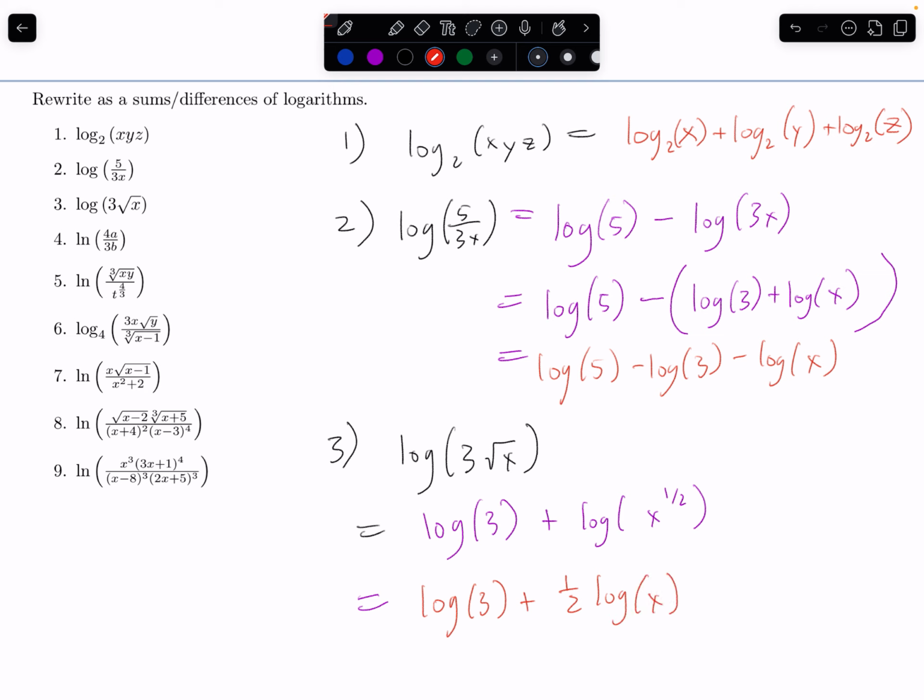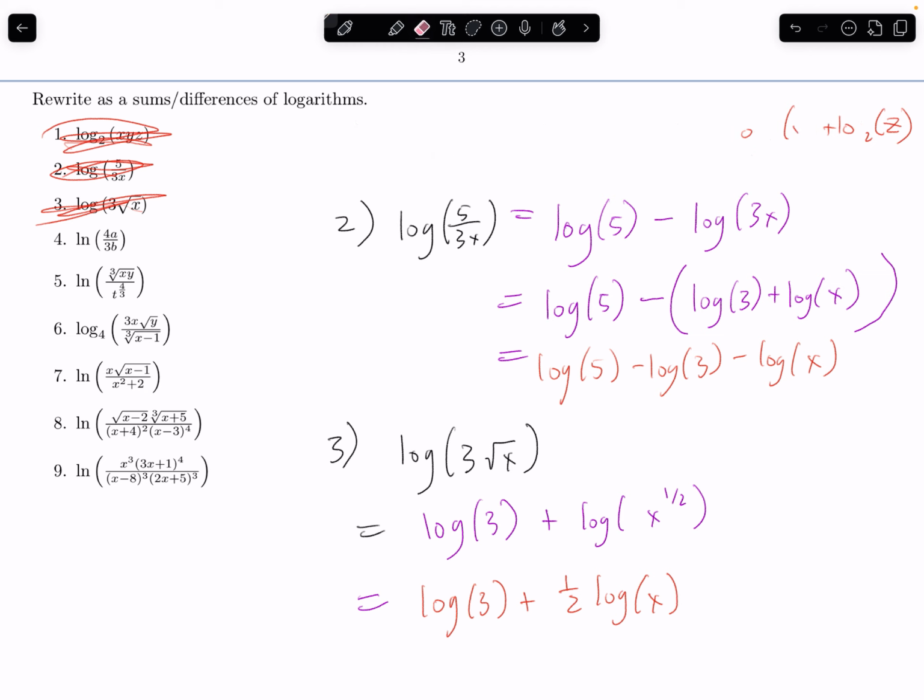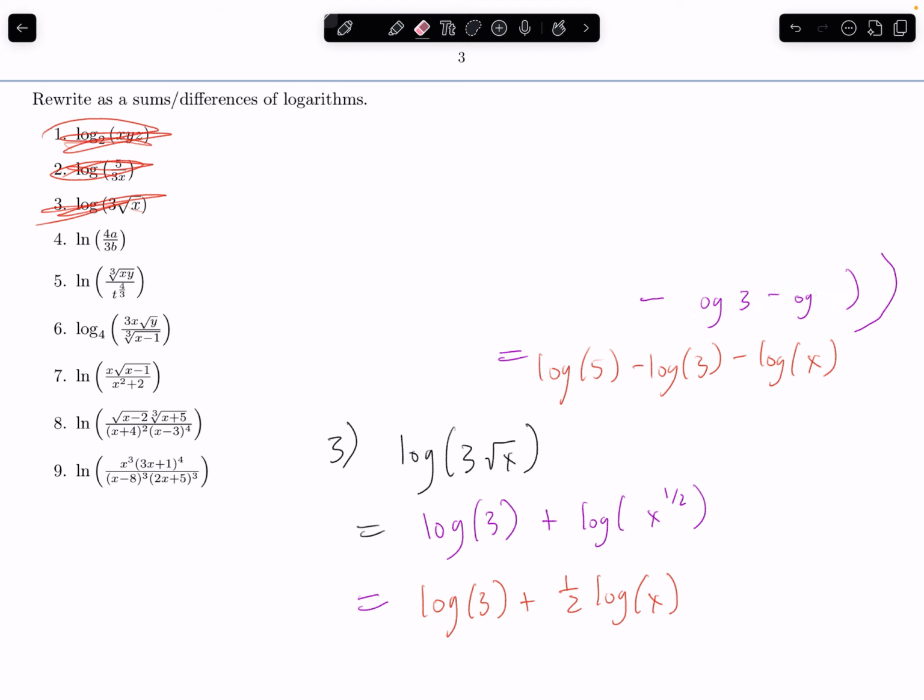And so you see, as we do these things, if we have something that looks like a complicated log, we can really break it down to very simple logs, right? You have these complex looking logarithmic expressions, and then we can just break them out to sums and differences of very simple logarithmic expressions. So that's a nice feature of logs.